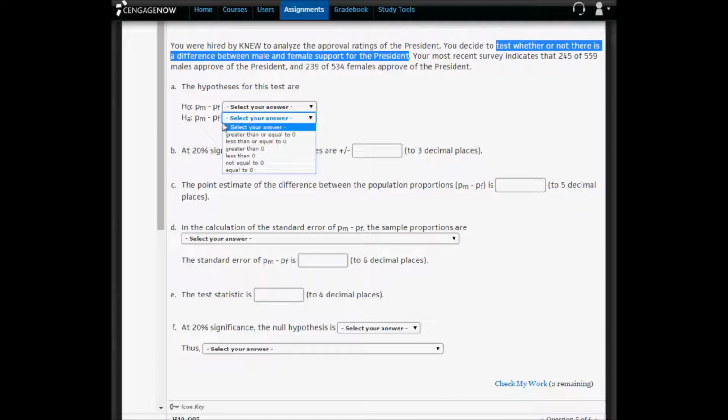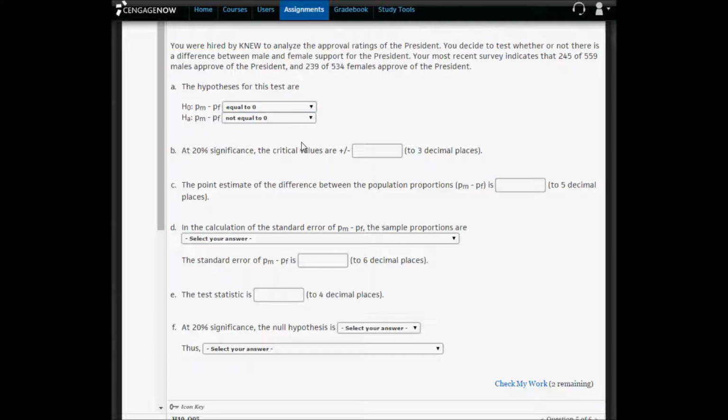The difference in the support for males and females is not equal to 0 if there is a difference between male and female support. Given that this is the alternative hypothesis, the null hypothesis is that the difference is equal to 0.